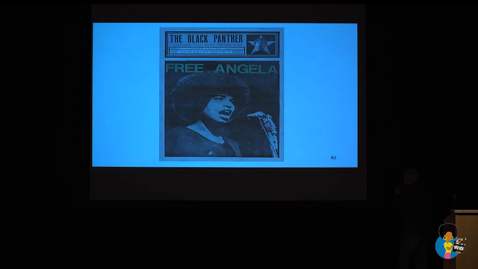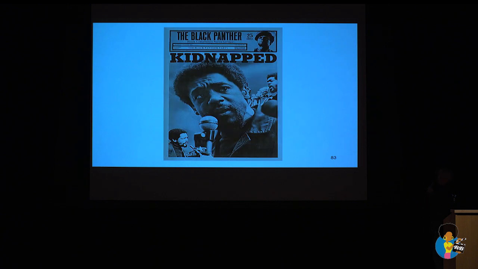Next, please. Free Angela. Angela Davis was a comrade of ours in solidarity. Close comrade. Next, please. Kidnap. This is called Kidnap because I remember one day it came to the Panther office and we knew something was up, but we couldn't figure out what it was. And we could see people doing stuff that normally wasn't being done in front of the office. That evening we left. We went three blocks away to the filling station.